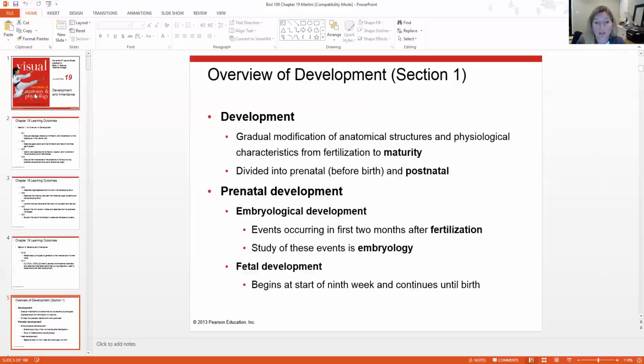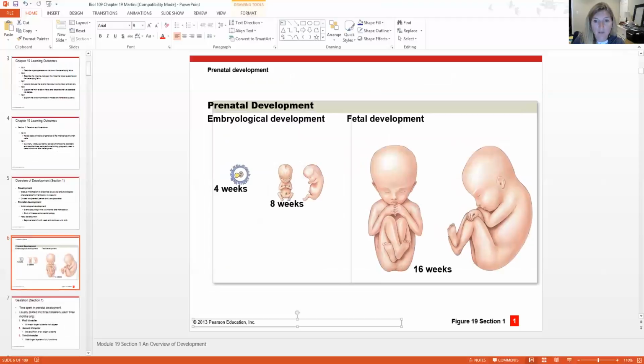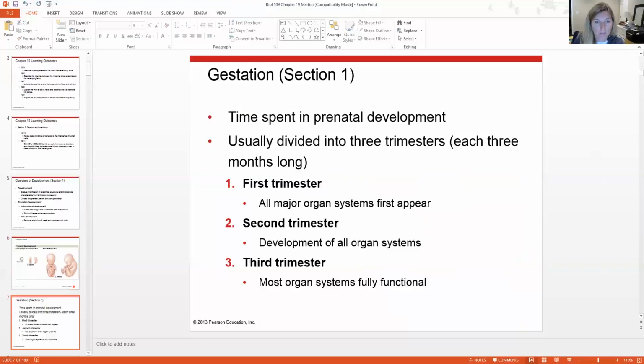Prenatal development is your embryological development. These are the events that occur in the first 2 months after fertilization, so for about 8 weeks. The study of these events is called embryology. Fetal development begins at the 9th week and continues until birth. So embryological development is from that little ball of cells to about 8 weeks, and fetal development is 9 weeks to birth. So this is a fetus at 16 weeks.